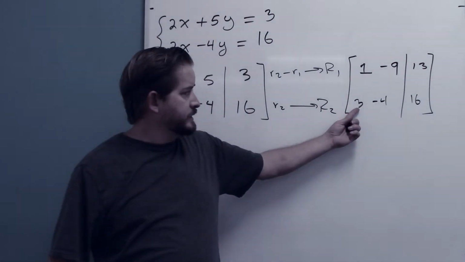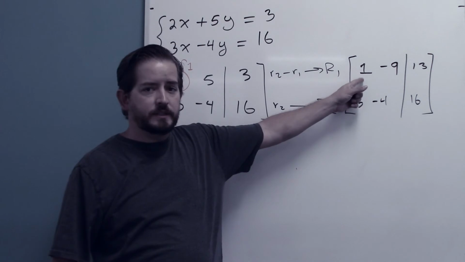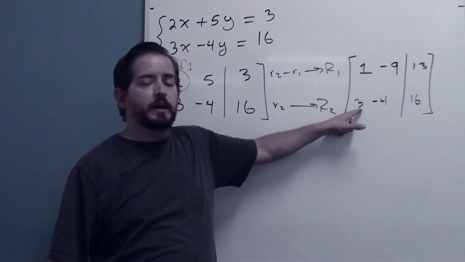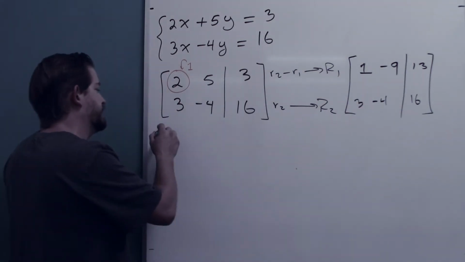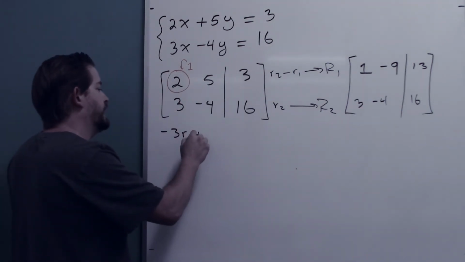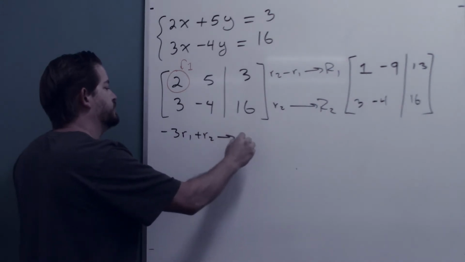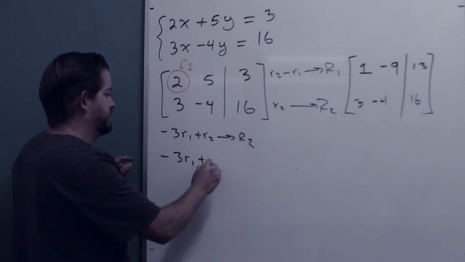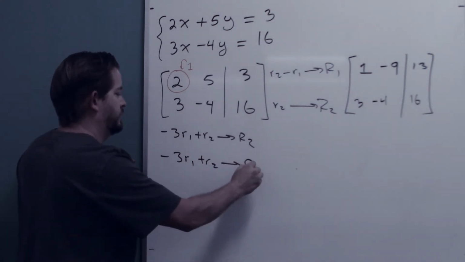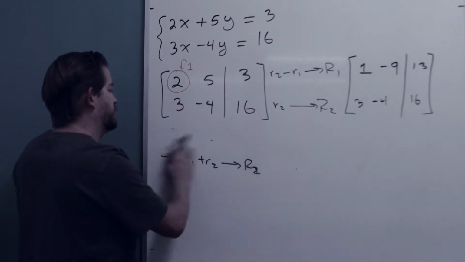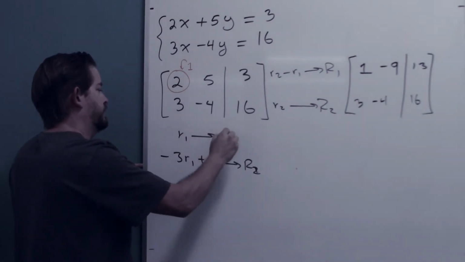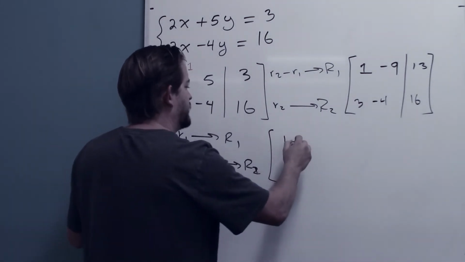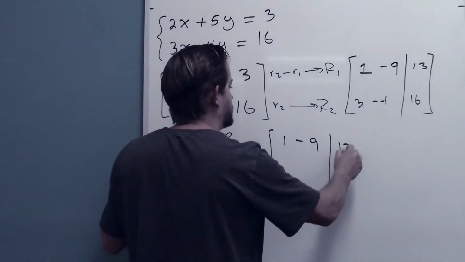The next thing I want is this 3 to be a 0, and I can always use that 1 to do that. So I'm going to take negative 3 times this 1 to combine with the 3 to give me 0. So that is to say negative 3 row 1's added to row 2 becomes my new row 2. Right? I'm going to write that down here, because I want row 1 to stay the same. So I'll write it where row 1 goes. So row 1 is still 1, negative 9, 13.